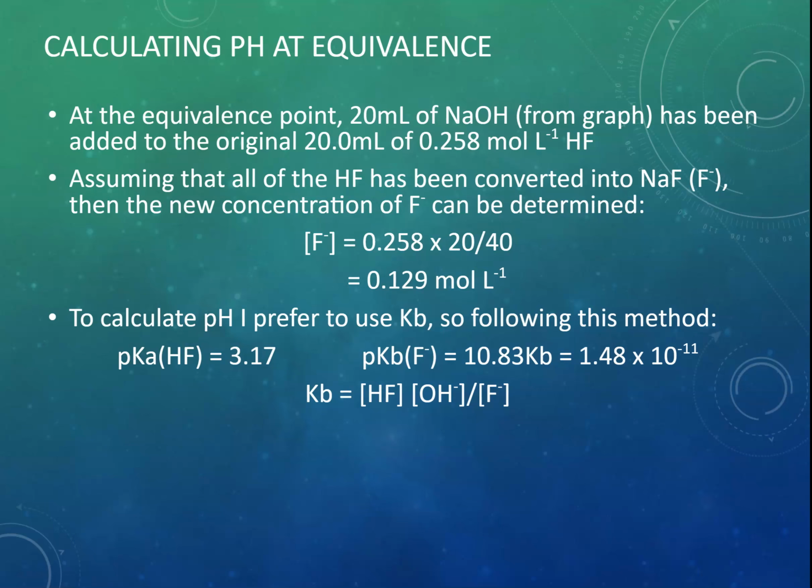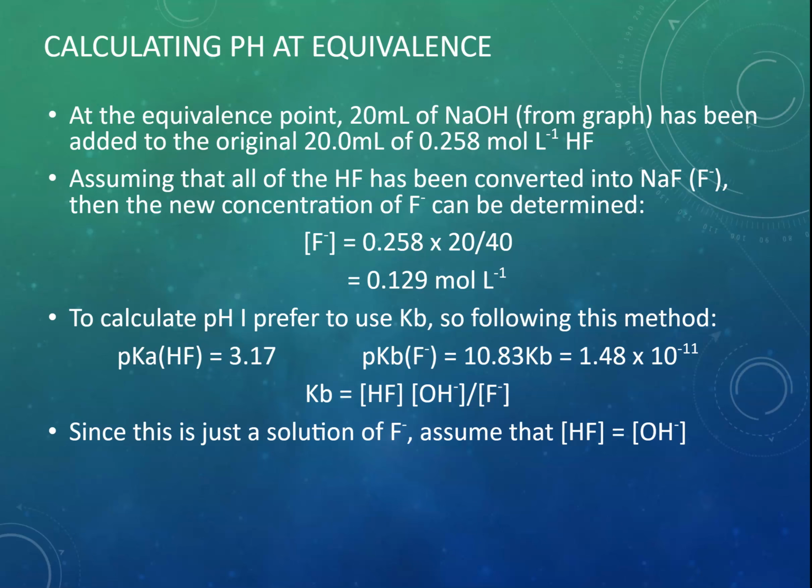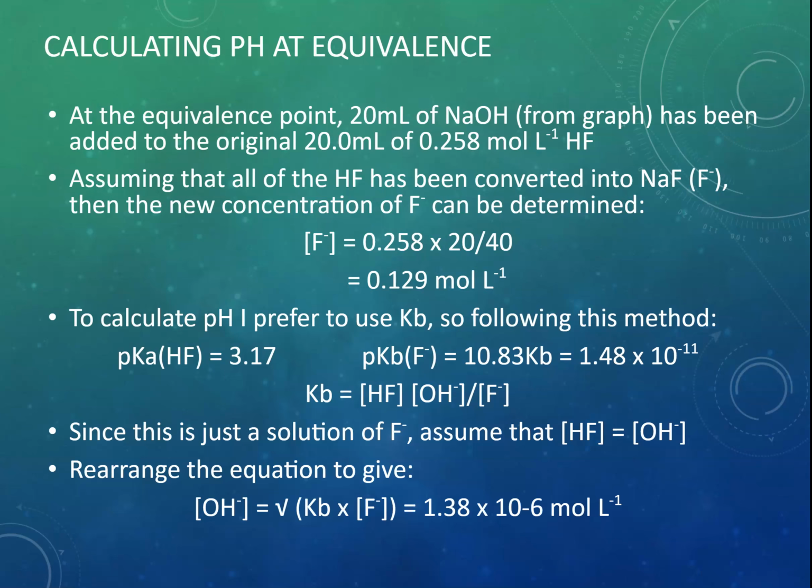And of course, what we can assume, again at the equivalence point, because we have effectively a pure solution of sodium fluoride, is that the concentrations of hydrofluoric acid and hydroxide ions are going to be equal. So we can simply rearrange and substitute that, so we can work out the hydroxide ion concentration. From that, I again like to work to pOH and therefore into pH. And look at that, that number is 8.14, which is very similar to what it looked like off that graph.